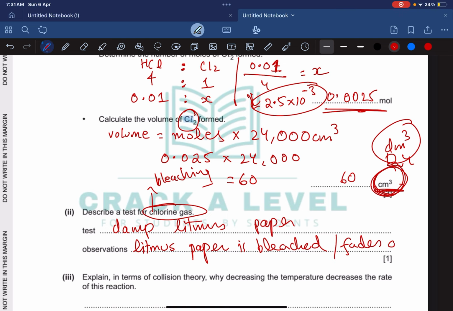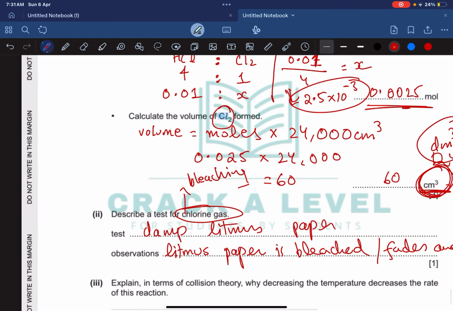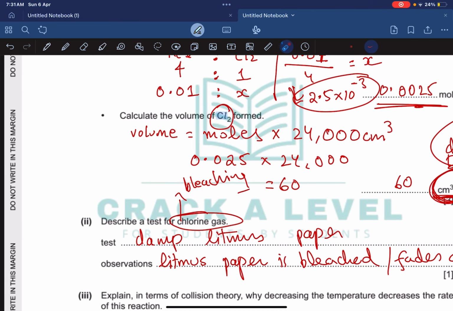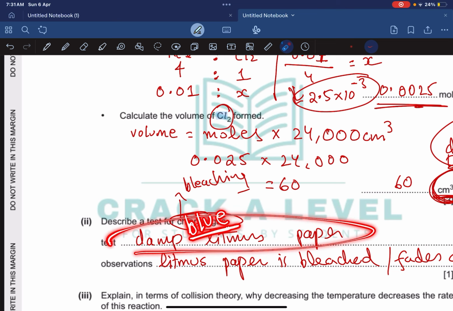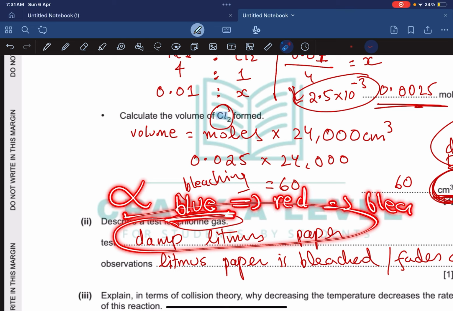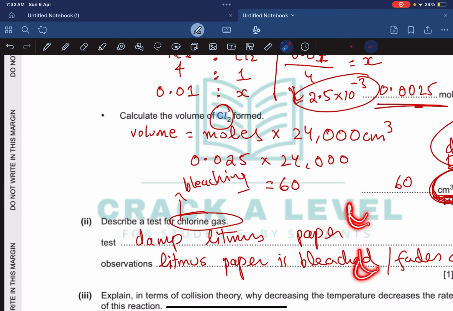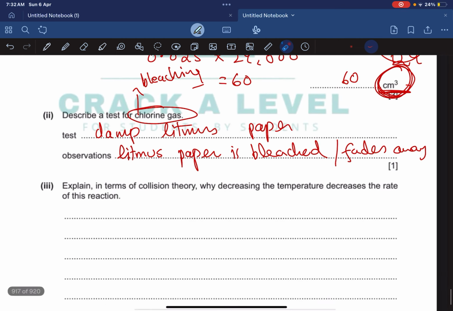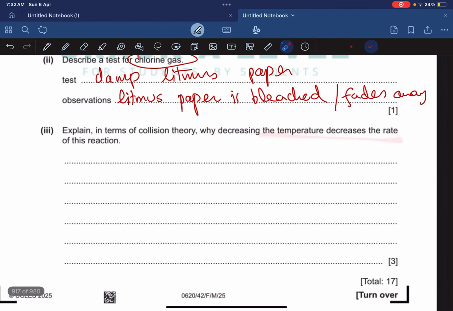Asha, one important thing is that in the old syllabus, in the previous syllabus, you had damp blue litmus paper which first turned red and then it's bleached, but according to the recent syllabus update, it's not a damp blue, it's only a damp litmus paper. Okay, just go check it out from the syllabus. It's a damp litmus paper, no more a damp blue litmus paper. Okay, previously it was blue litmus paper which first turned red and then it was bleached away, but now it's simply a damp litmus paper which bleaches away. Okay, explain in terms of collision theory why decreasing the temperature decreases the rate of this reaction.